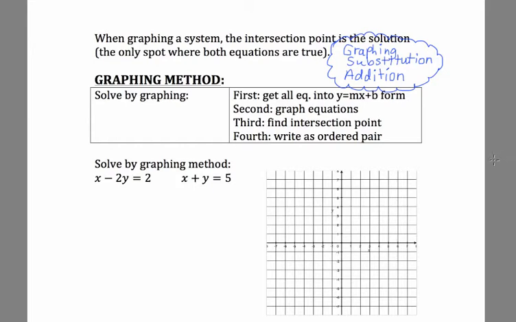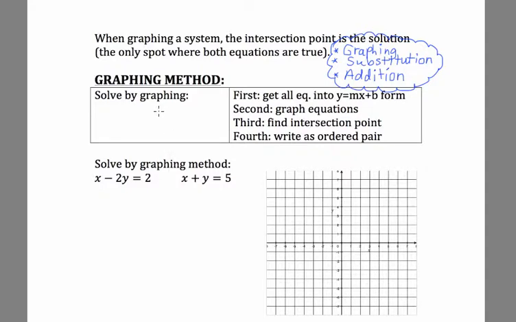As we study systems of equations, we will study 3 different methods for solving systems of equations. We'll look at the graphing method, the substitution method, and the addition method, also sometimes called the elimination method. First, graphing. When graphing a system, the intersection point is the solution. It's the only spot where both equations are true.